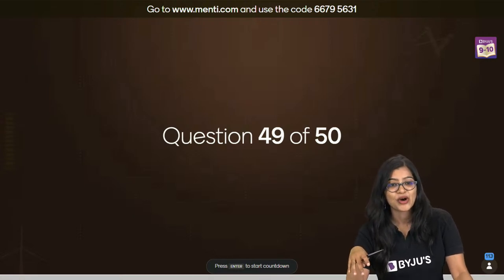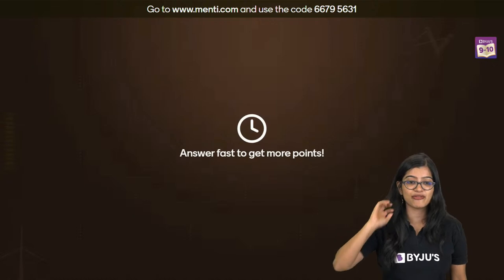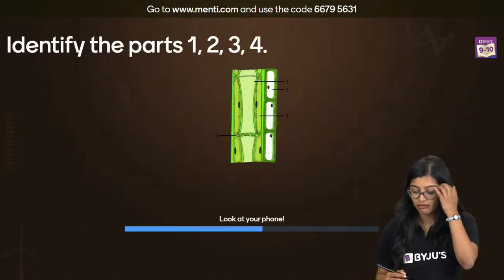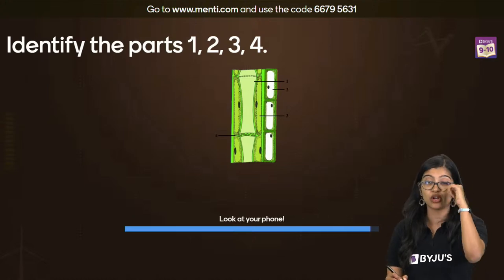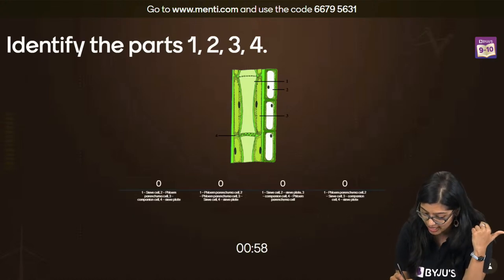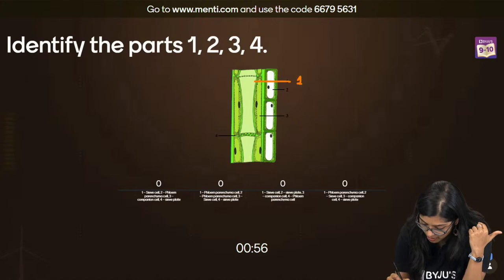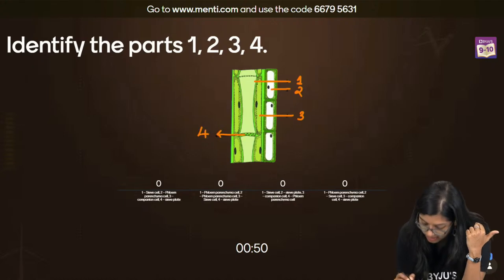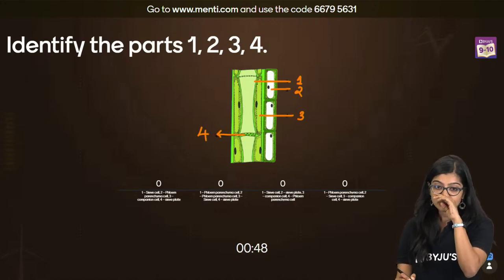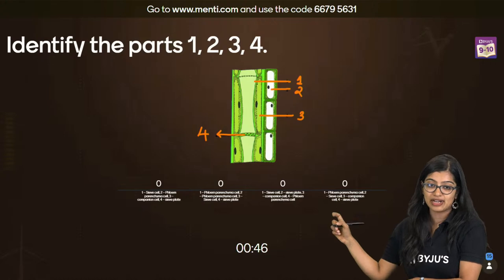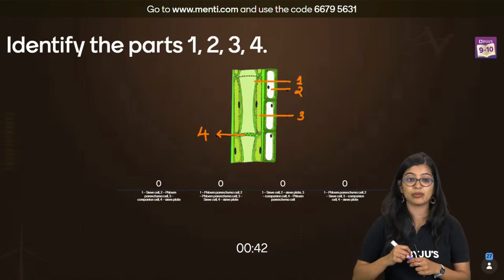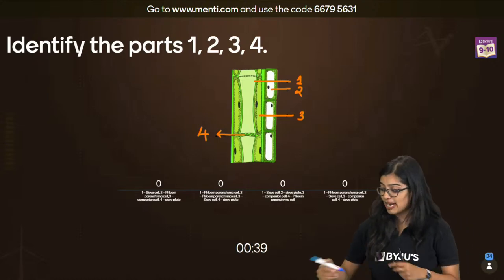Okay, amazing. Going on to question number 49, everybody. Oh, you may not be able to see, so have a look at the YouTube video. See what I'm labeling. This is part number 1, this is part number 2, this is part number 3, and this here is part number 4. Look at YouTube for the labeling to be clear and then give the answer on Menti.